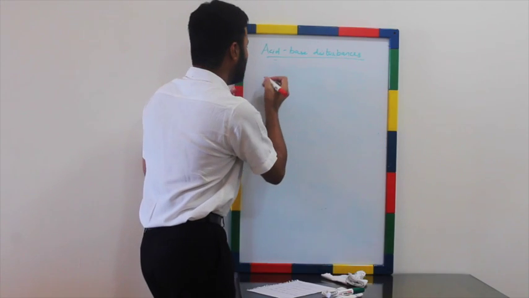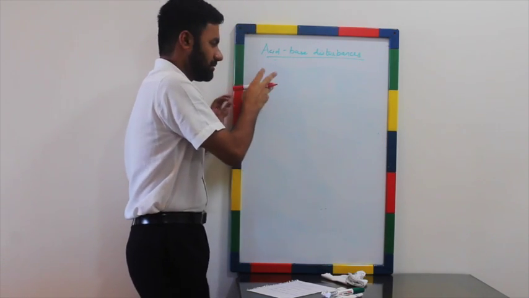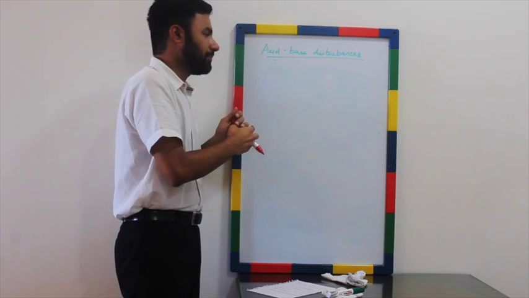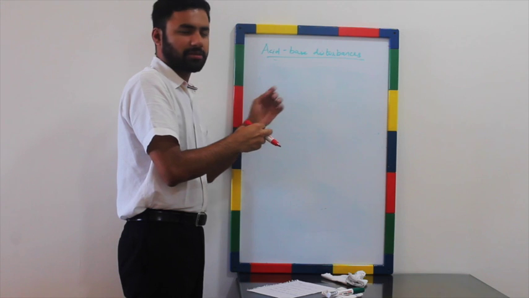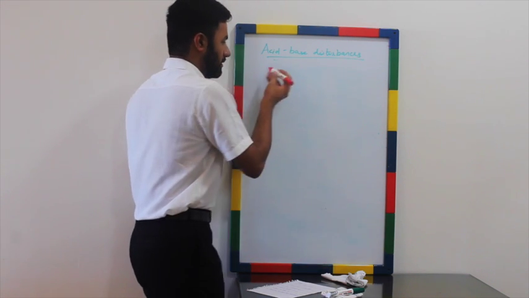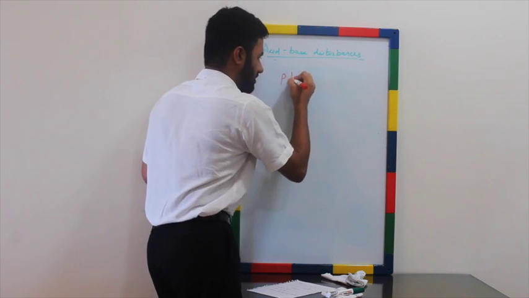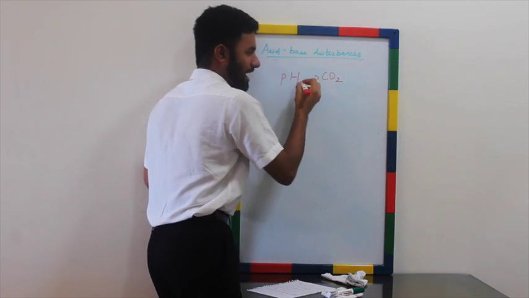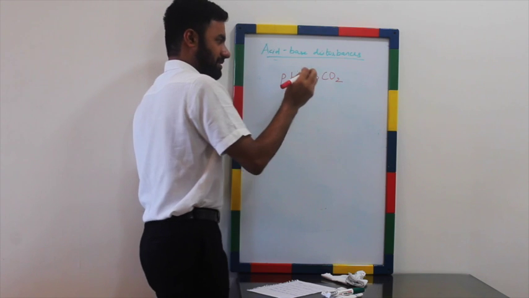So just to recap, the two steps in evaluating an acid-base disorder. The first step is to determine if there is an acid-base disorder, and that is by the pH and the PCO2. So if the pH or the PCO2 is abnormal, you have an acid-base disorder.